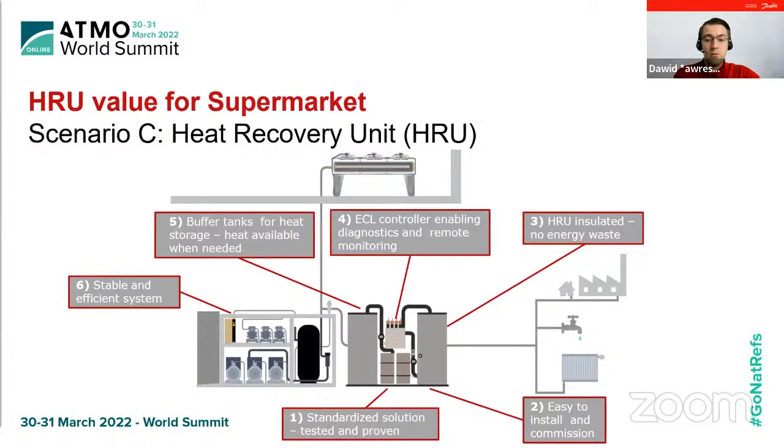HRU resolves all of those issues. It is a prefabricated solution, which is easy to install. It standardizes heat recovery across the stores, which is requested by supermarket networks. It is fully insulated and controlled, and by usage of buffer tanks, it can assure stable conditions for the CO2 heat exchanger and can collect all available heat from a refrigeration system. It also has the possibility to resell surplus heat to a district heating network.